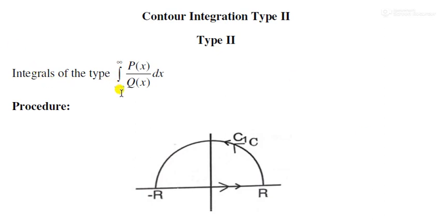Type 2 will be of the form integral from minus infinity to plus infinity of p of x divided by q of x dx. Now see the figure. From the figure, C is nothing but the boundary of the semicircular region in the upper half and the real axis from minus r to r.